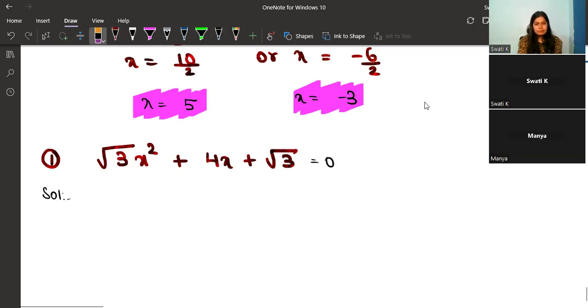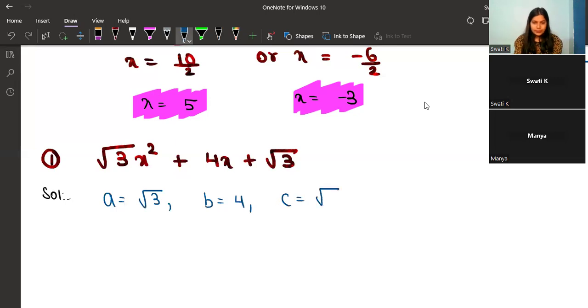Yeah, tell me. What is A? A equals root 3. Correct. B equals 4. Very good. And C is root 3. Correct. Next, what is the next thing that we do?